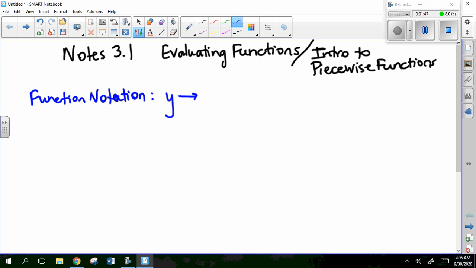So y is the same thing as saying f of x equals, okay? But it doesn't have to be an f. It could be a g. It could be an H, it could be an M, it could be anything I wanted it to be, okay? But when it says f of x, all right, that's just function notation. It means the same thing as y equals.